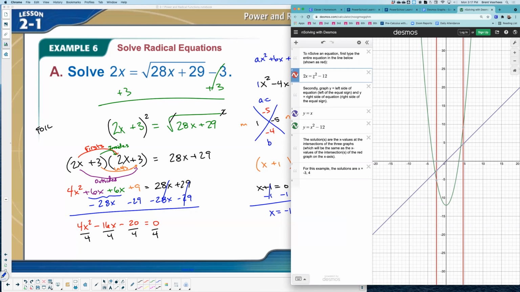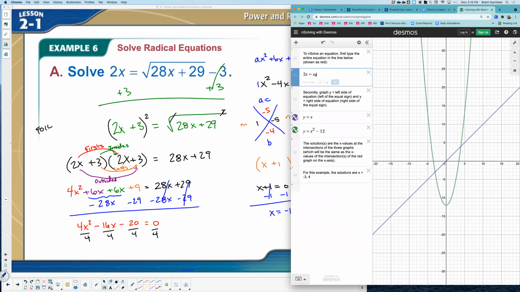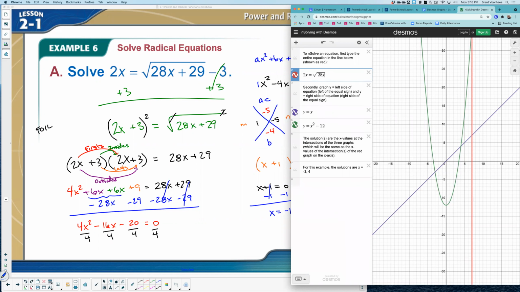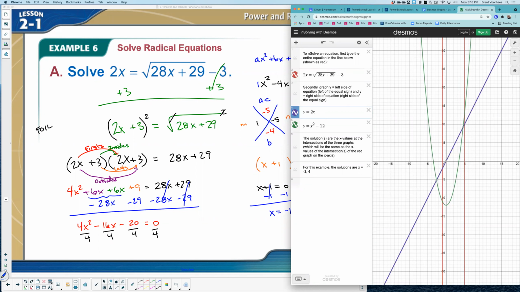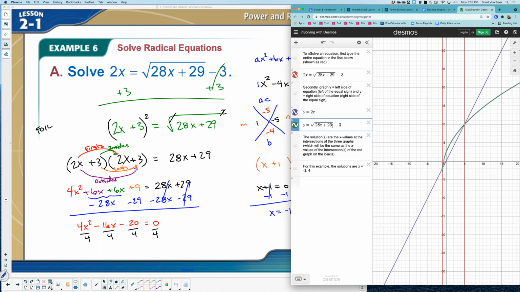Watch this. 2x equals the square root of 28x plus 29 minus 3. After you graph these, it says on here, secondly, graph y equals the left side, so y equals 2x, and then y equals the right side. I put that here. I don't know why this is freezing up on me, so I just pasted it.